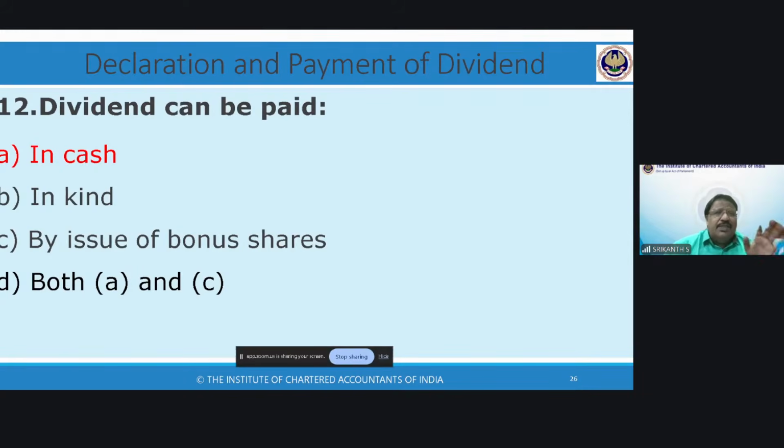The word cash here means in specie. Okay, not in kind. In specie means in money. Specie means money. The coin of the realm is called in specie. So you get paid in specie. Okay? Every month when you join a company, you expect to be paid in specie.